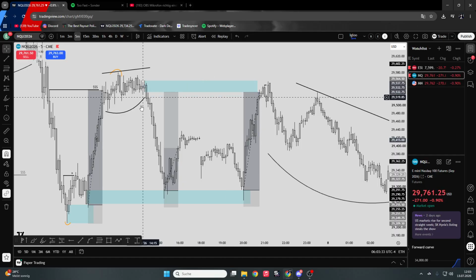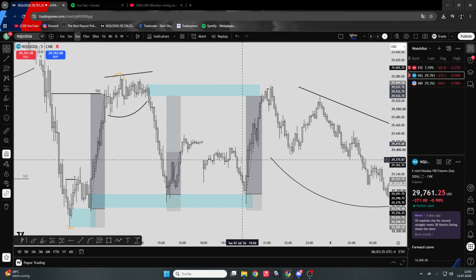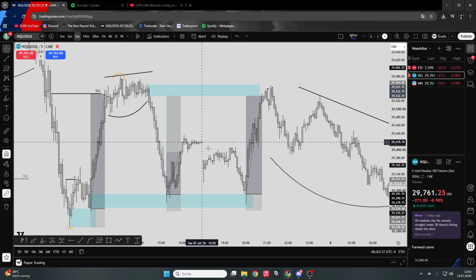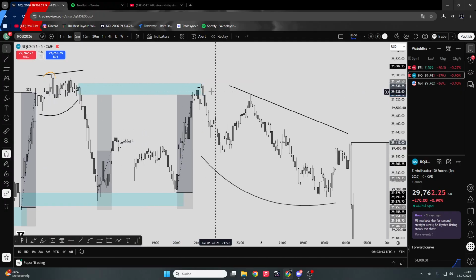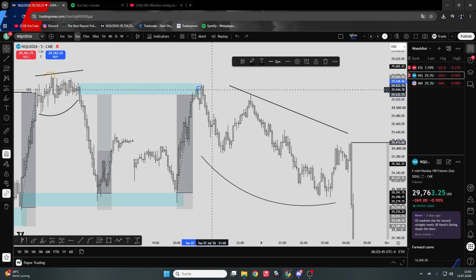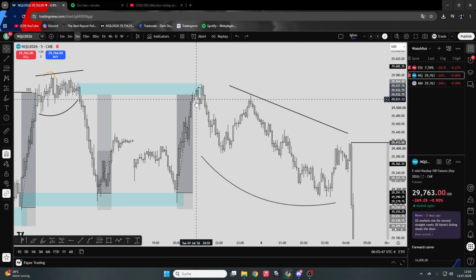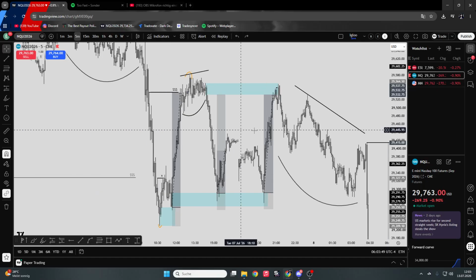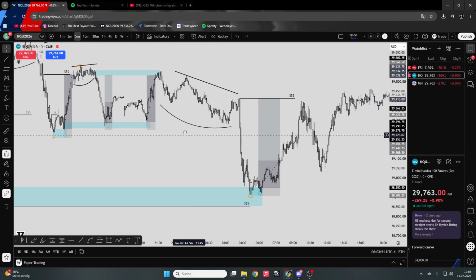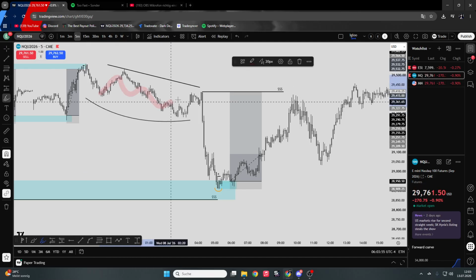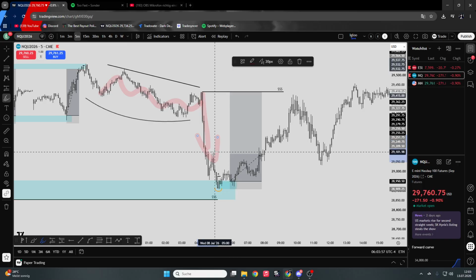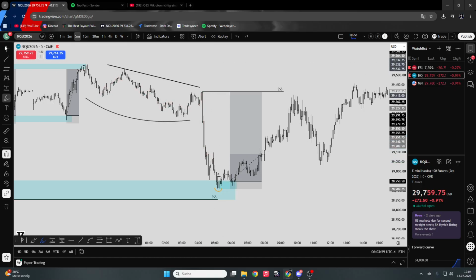Back into this order block, because we get another accumulation, manipulation here. So I just targeted this order block. Then right after, another accumulation, manipulation to the downside, because we are long biased.